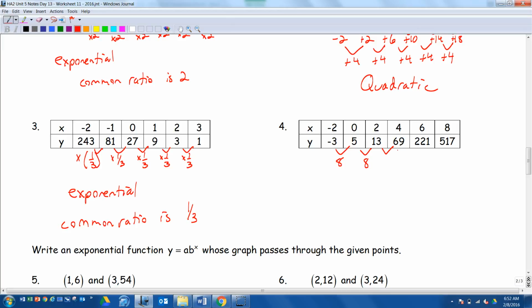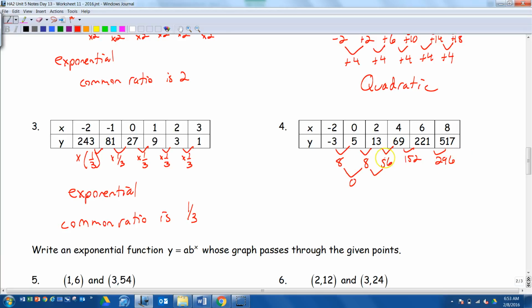So 69 minus 13 is 56. $221 minus 69 is 152. And then 296. So clearly it's not linear.